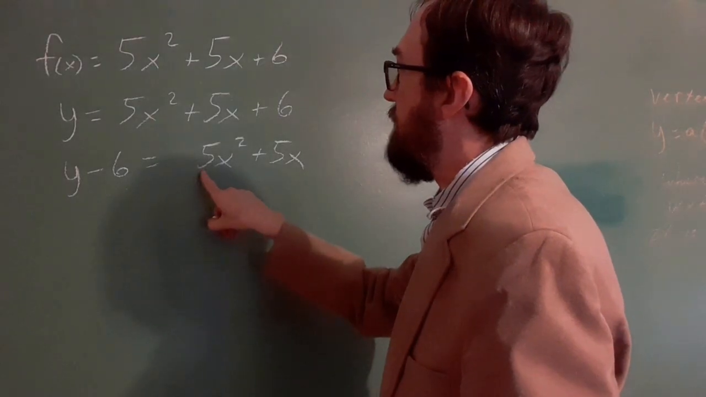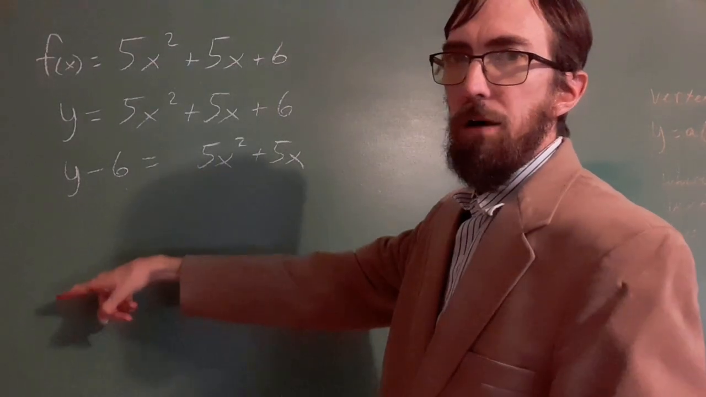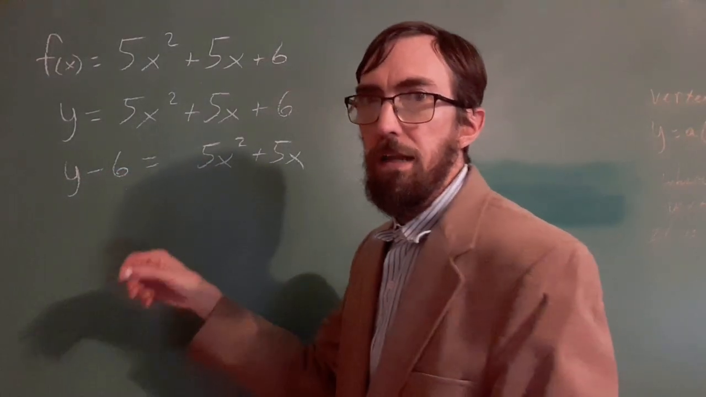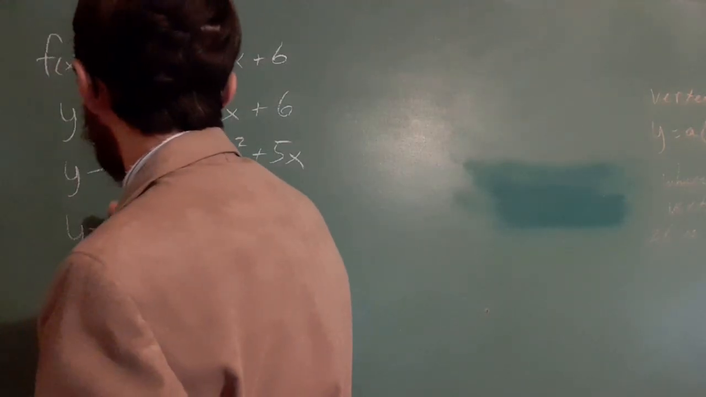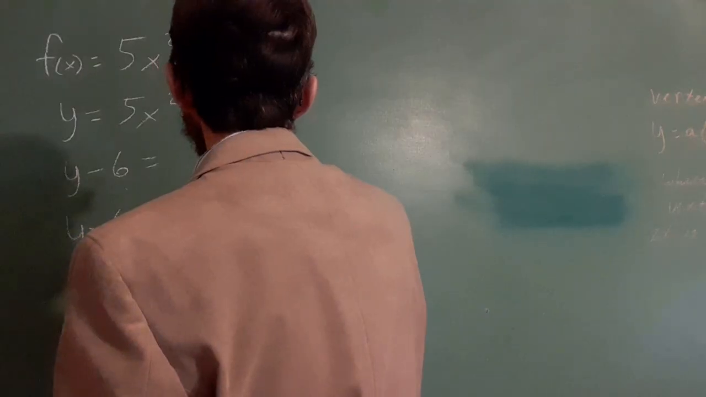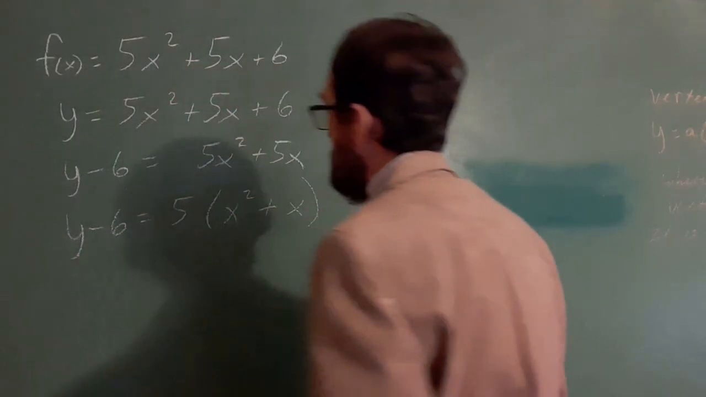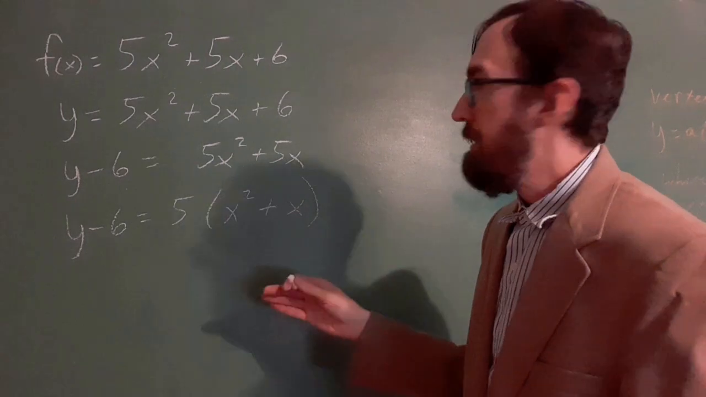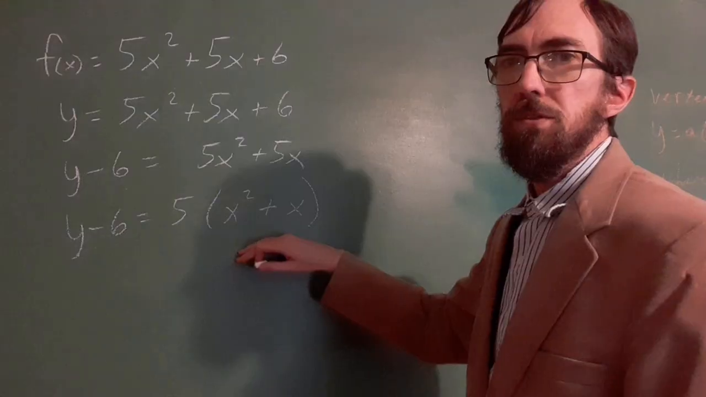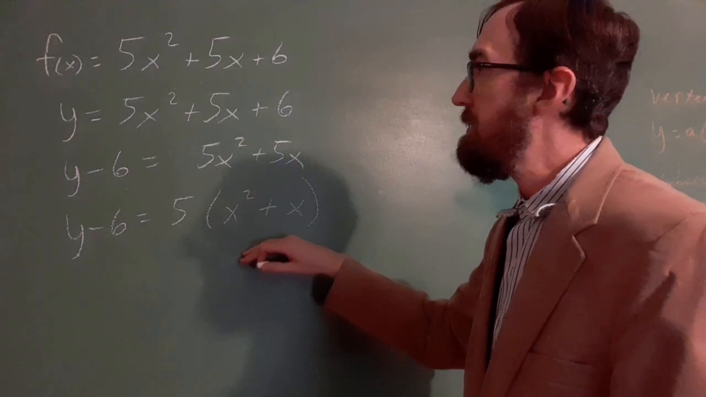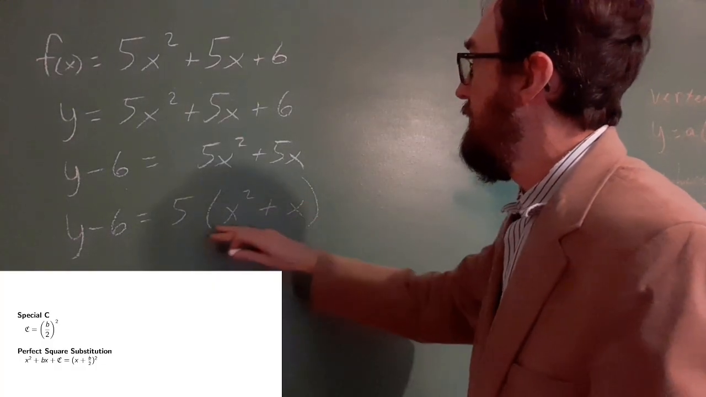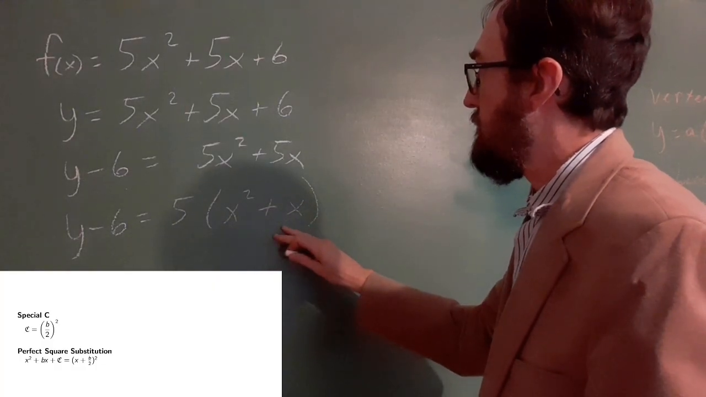And I'm going to divide this lead coefficient out of both of these terms. So I'm factoring that lead coefficient out. All right, now that I have that lead coefficient factored out, I want to complete the square inside this set of parentheses. So I'm going to be looking for the special c value that I can add in here to make this a perfect square.